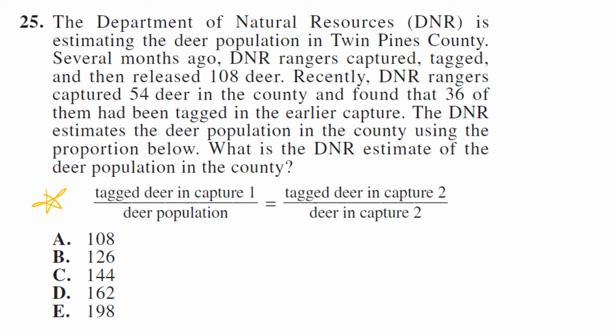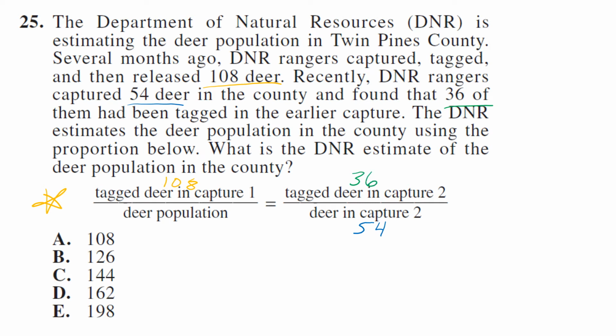So the Department of Natural Resources is estimating the deer population in Twin Pines County. Several months ago, DNR rangers captured, tagged, and released 108 deer. So that's going to be 108 tagged deer in capture 1. Recently, DNR rangers captured 54 deer in the county. So they captured 54 deer in capture 2, and found that 36 of them had been tagged earlier. So tagged deer in capture 2 is 36.